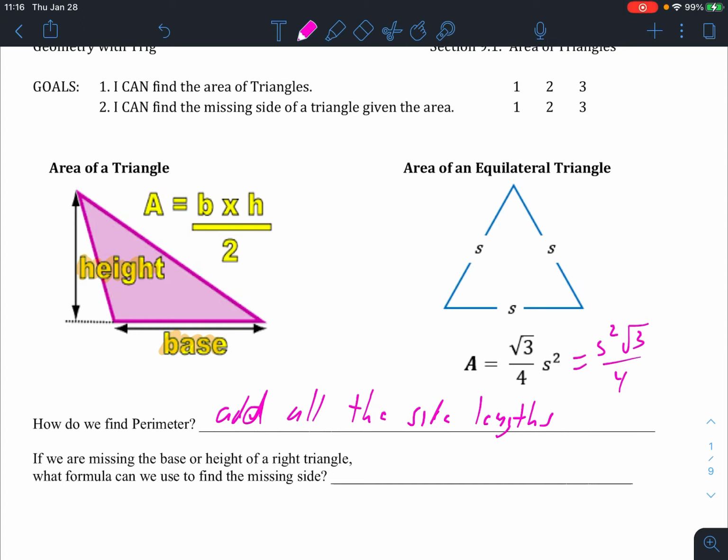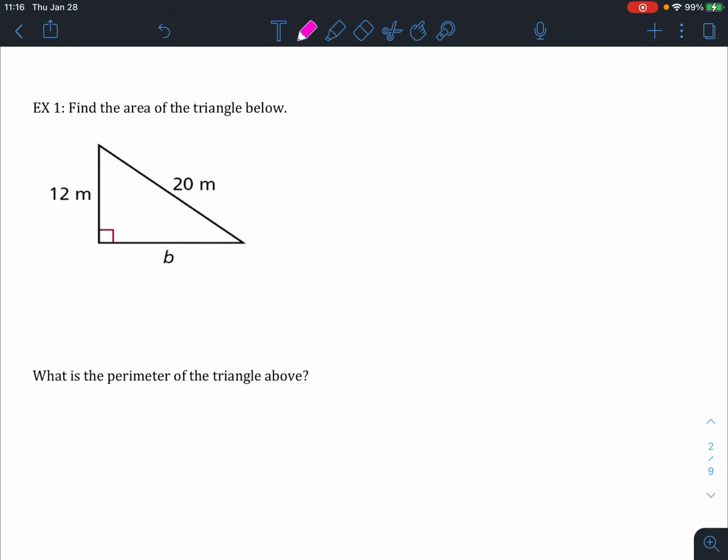Okay, and finally, if we are missing the base or height of a right triangle, what formula from a couple chapters ago can we use to find the missing side? That is our good old friend, the Pythagorean theorem, which we will definitely be using today and a lot in this chapter. So that's it. Let's just jump right into some problems here.